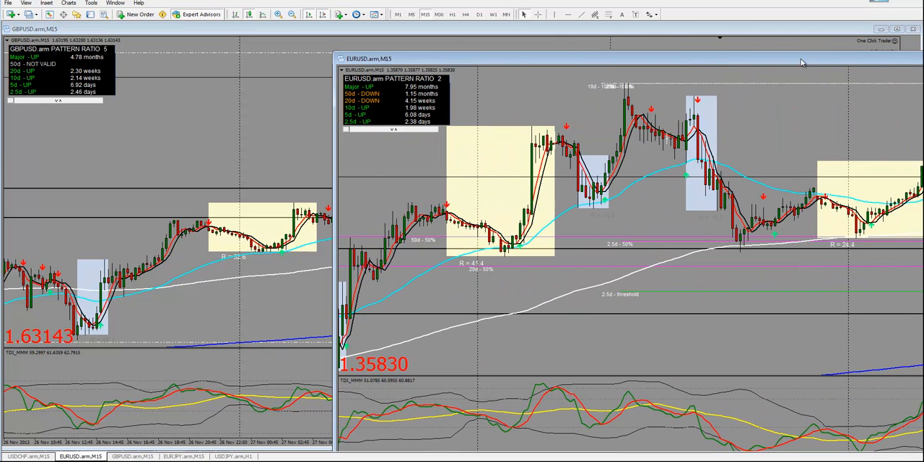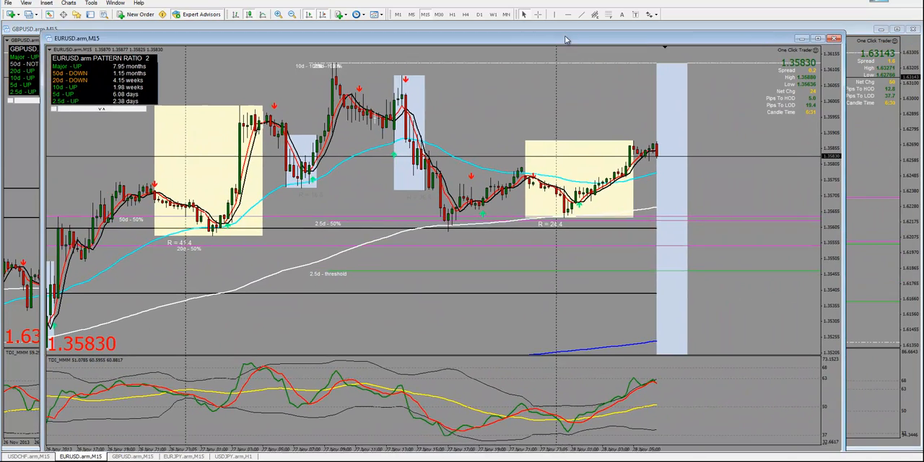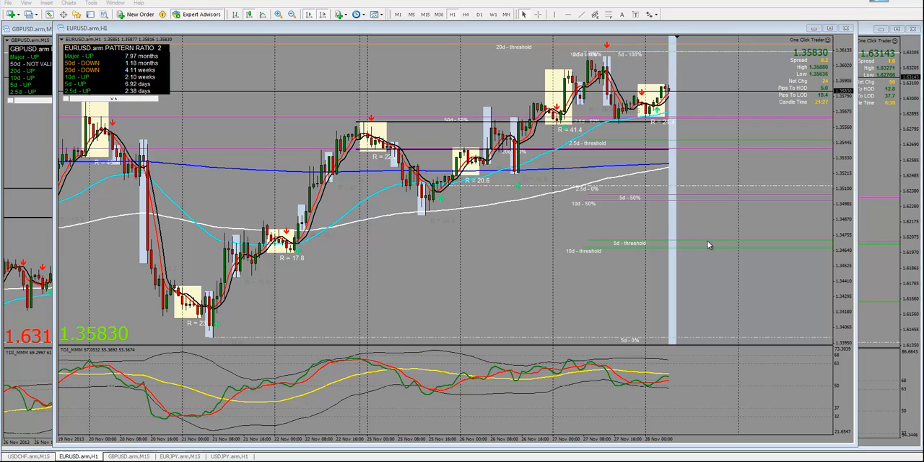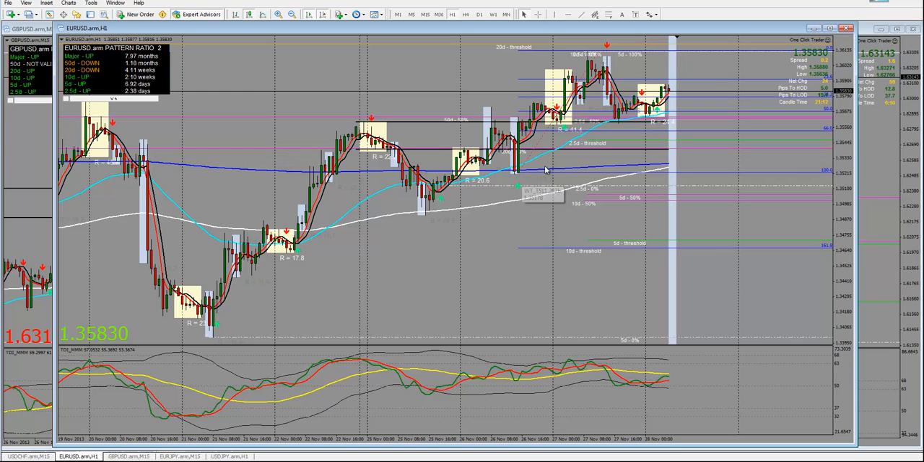Let's have a look at the euro dollar and just drag it in. Euro dollar, let's have a look at the hourly chart first, see what it says, give us the story there. Looking very nice again. Let's have a look at the fib levels, where we can see it. We've got some fib here first, and the micro levels.